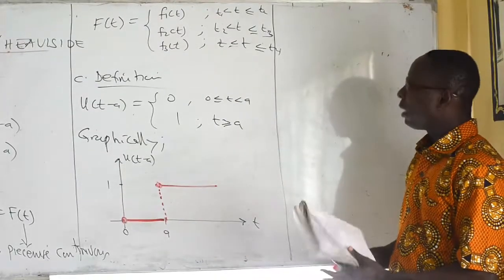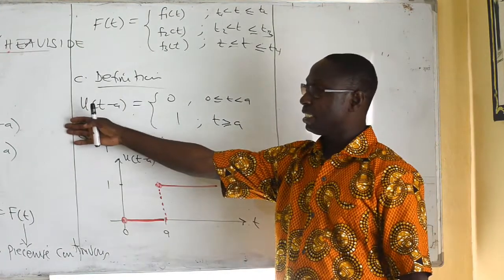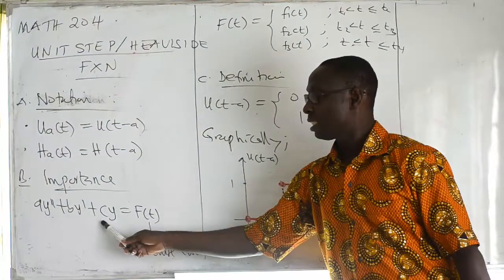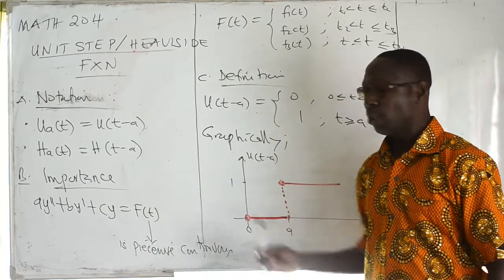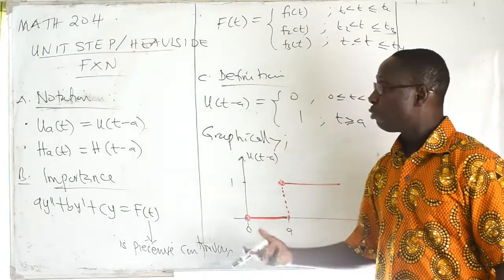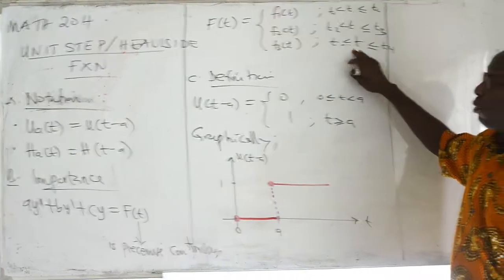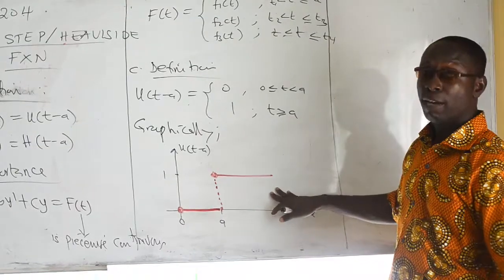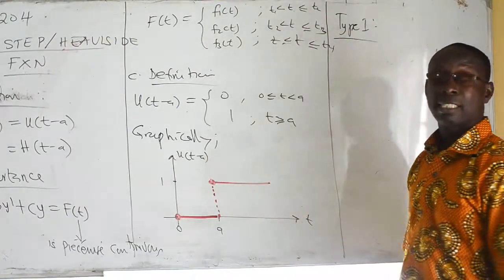Now that we have a fair idea of what a unit step function is, we know the notations, this is how it is written. We know the importance: when you have differential equations with constant coefficients, but the non-homogeneous term f of t is not continuous but piecewise continuous, we use the unit step or the Heaviside step. This is an example of how a piecewise continuous function looks, this is the mathematical definition of the unit step function, and this is how it is graphed. Now we'll pick questions on how to express functions in unit step.